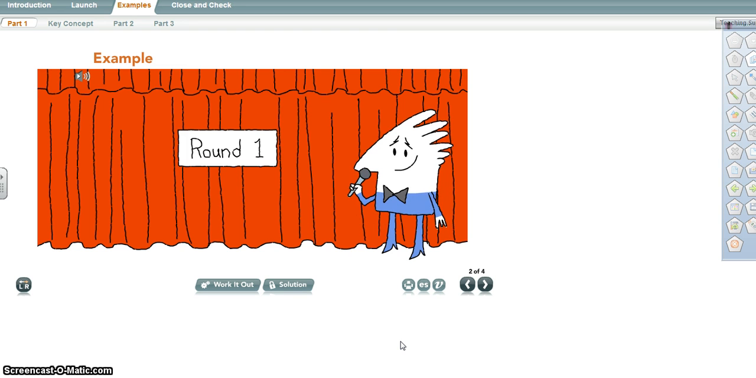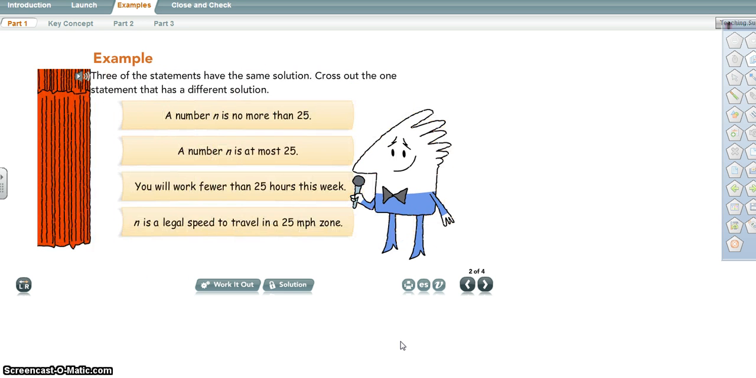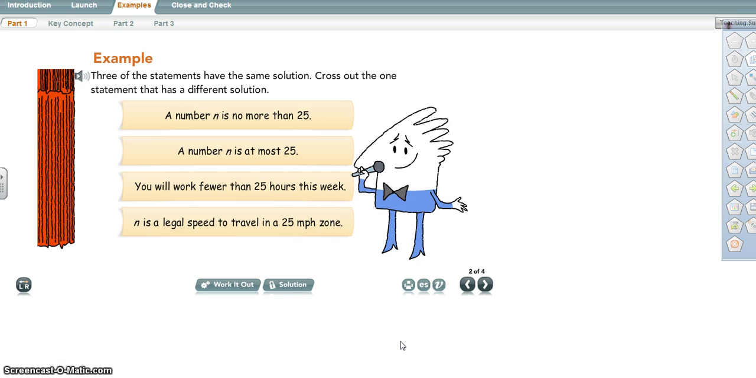Welcome to One of These Things is Not Like the Others. Let's play. Three of the statements have the same solution. Cross out the one statement that has a different solution.